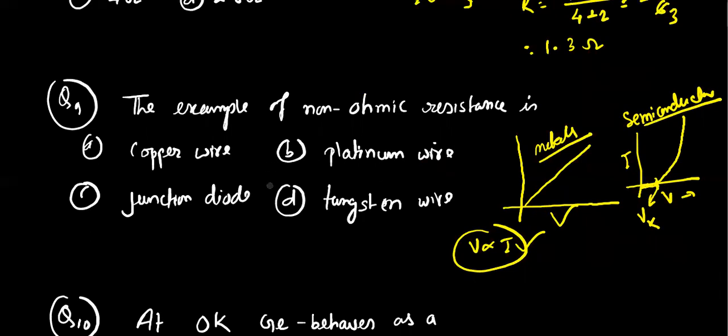So we can easily say that copper is metal, platinum is metal, tungsten is metal. That's why option C is the correct option.